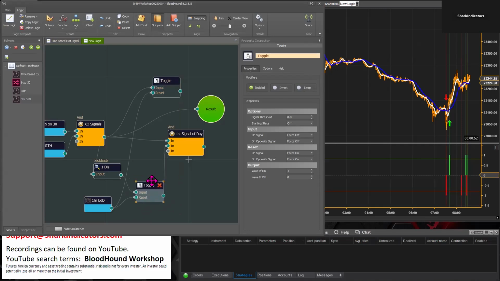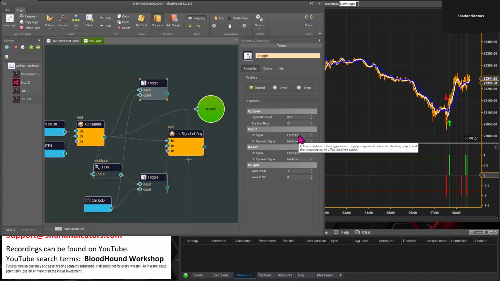And then down here, this little example is probably, well, I guess this might be tied for third or fourth, where the input is actually turning the toggle node off, and the reset is turning it on. So it's kind of hard to say if this is the third or the fourth most common, or up here, on signal force on, and then on signal for the reset, force off.